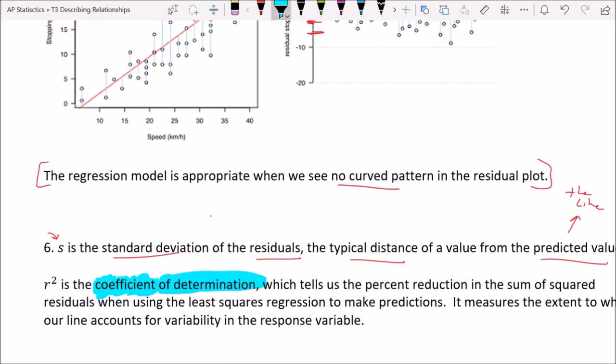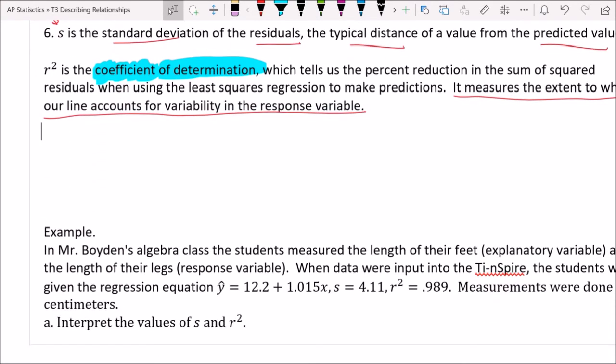So what is r squared? According to AP, it tells us the percent reduction in the sum of squared residuals. Oh my gosh. Here's what it is usually asking for when you're asked a question: it measures the extent to which the line accounts for variability in the response variable. I want you to actually write that down, so you may need to pause the video here to buy yourself some time. I'm not going to say anything important in the next few seconds. So pause. And now you hit play and your notes look the way you want them to. Let's keep rolling.